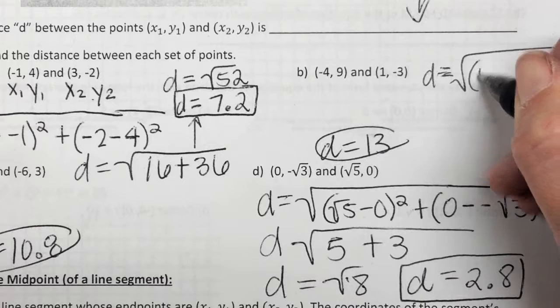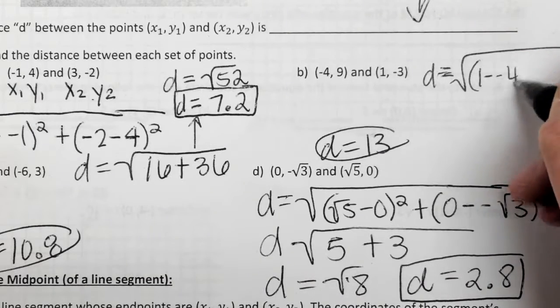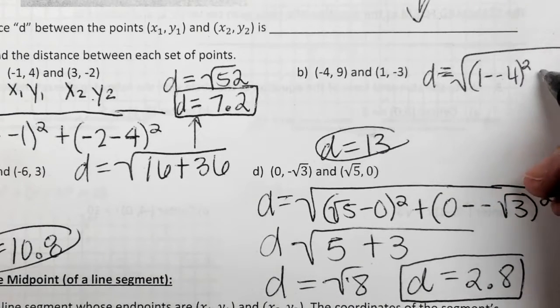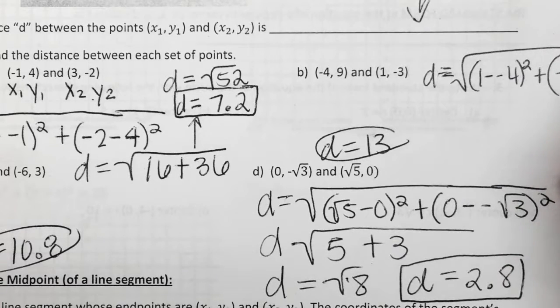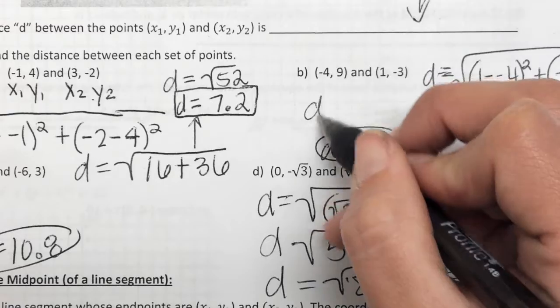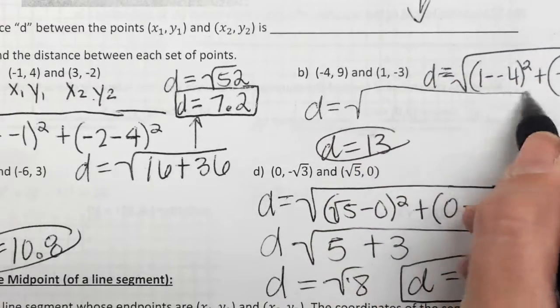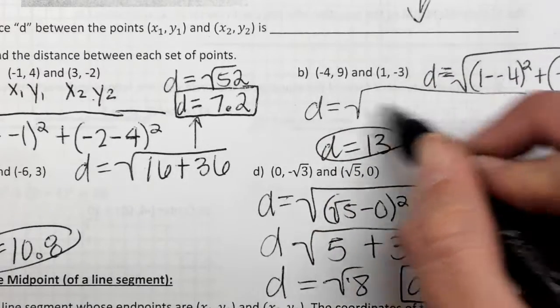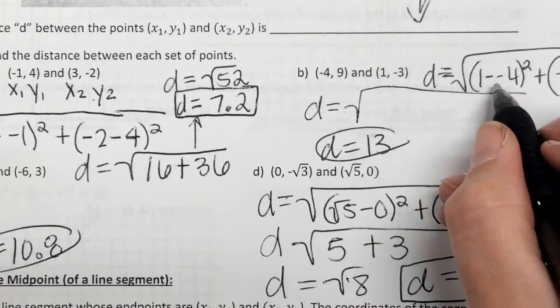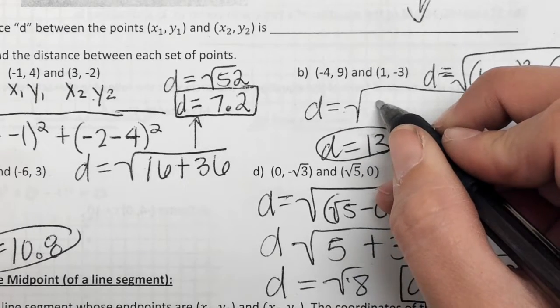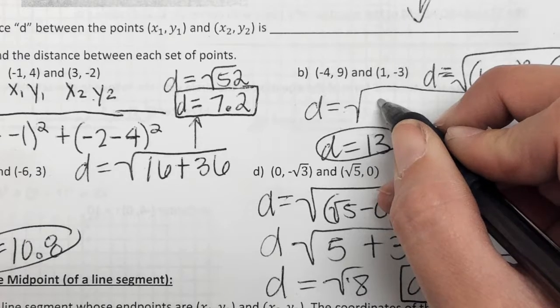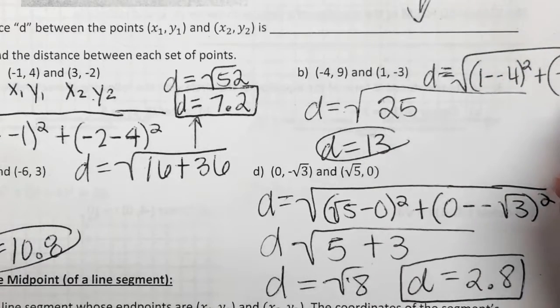1 minus -4 equals 5. Good. Plus -3 minus 9. Good. Squared. So, Alyssa, what is 1 minus -4? And 5 squared is what now? 25. Good. Alright, Logan, this is going to give us what inside this second parenthesis?